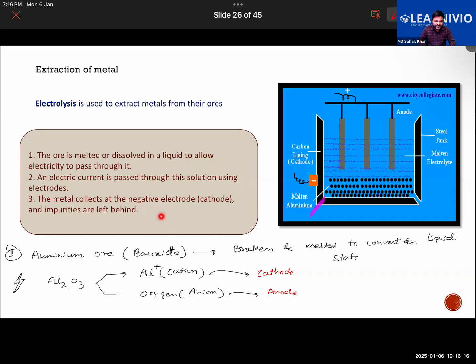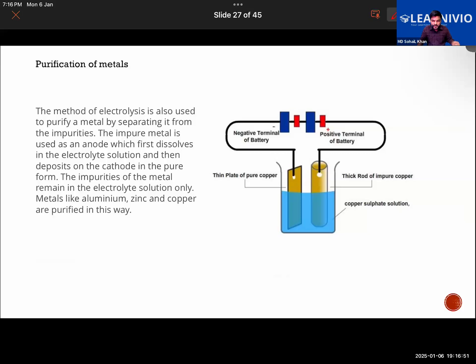Although I don't think the complete working will be asked in the exam, it is important so you know how it basically works. We'll be getting a question about extraction of metal, like what are the applications of chemical effects of electric current? You just have to write as the answer that extraction of metal is also done using the chemical effect of electric current. Nonetheless, you have learned how it is done. Any questions? No, sir. Okay, good.